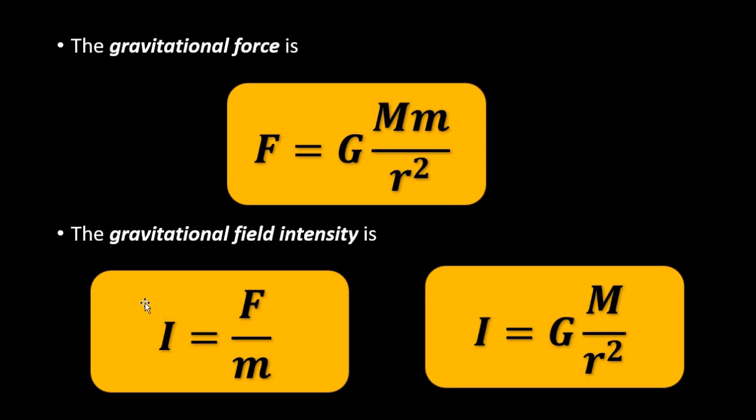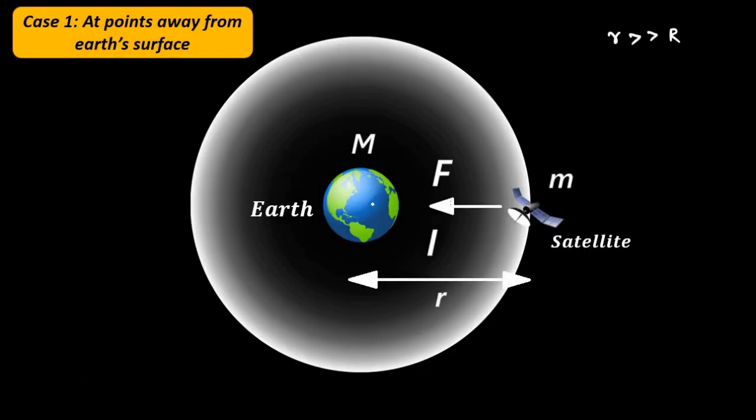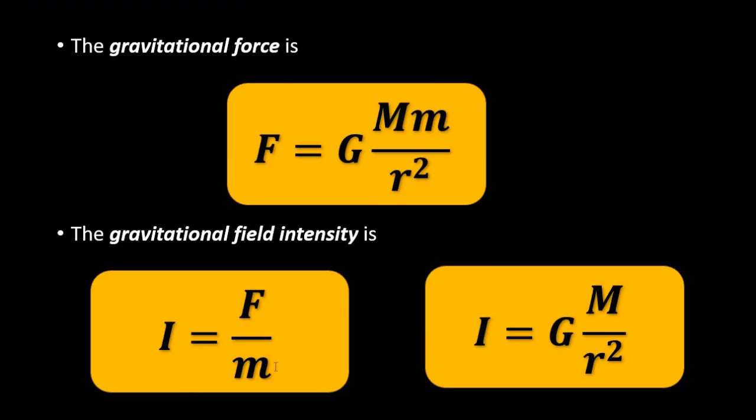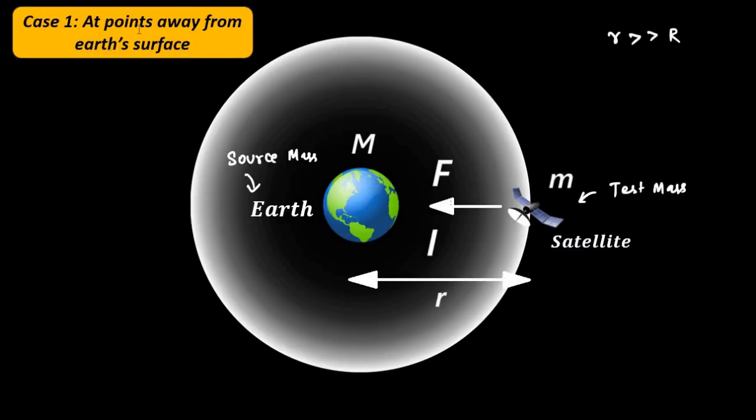As per the same formula we discussed in the previous video, the gravitational field intensity is the force acting per unit test mass. In this case, Earth is the source mass, the source of the gravitational field, and the satellite is the test mass. The gravitational field of Earth is acting on the satellite, and we want to know the strength of the gravitational field of Earth at the point where the satellite is moving. So the satellite behaves as the test mass. The gravitational field intensity is F by small m, that is gravitational force by mass of satellite, which is equal to GM by r square. This is the expression for the intensity of the gravitational field for points far away from the surface of the Earth.